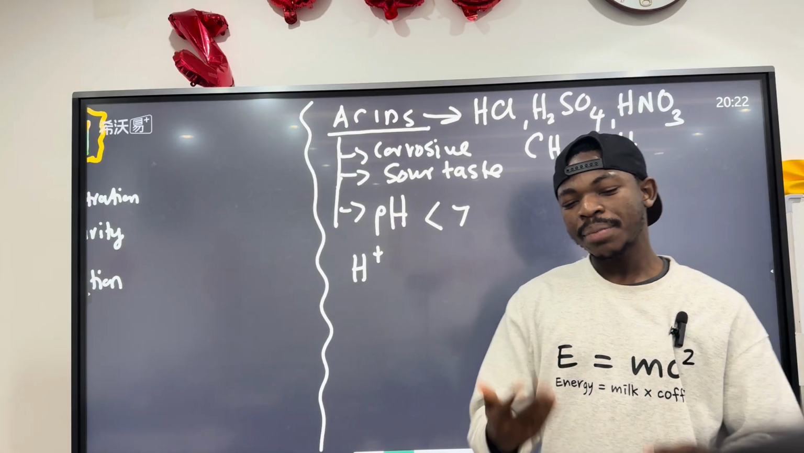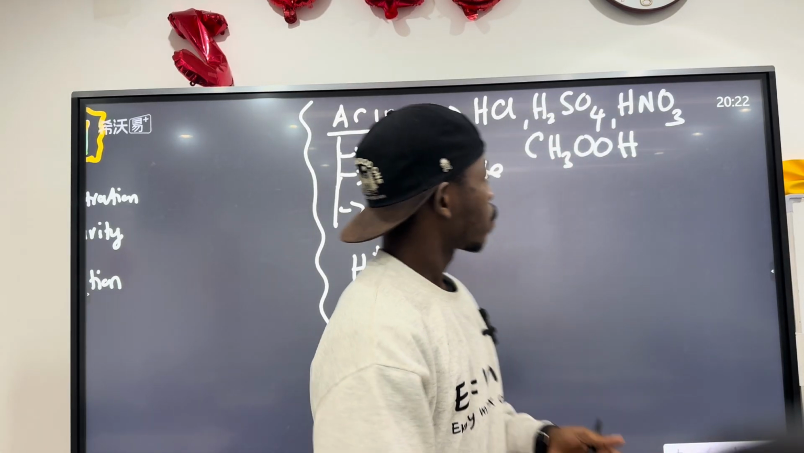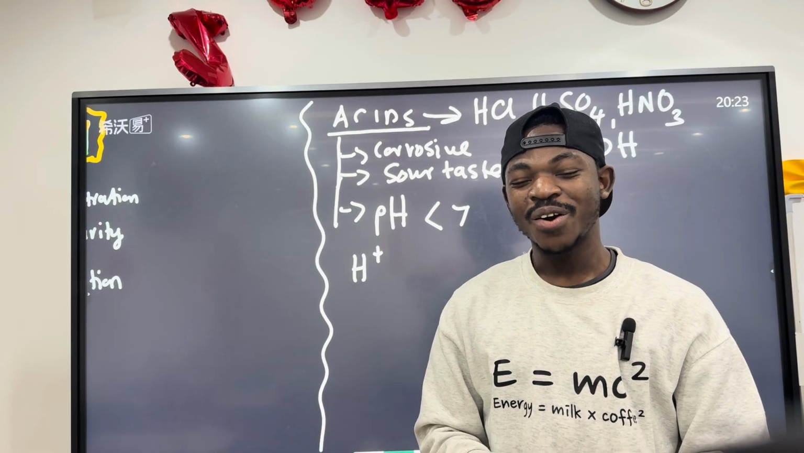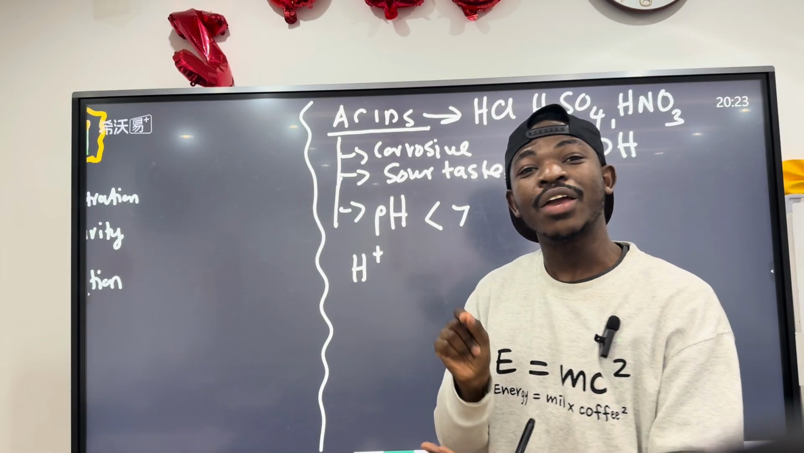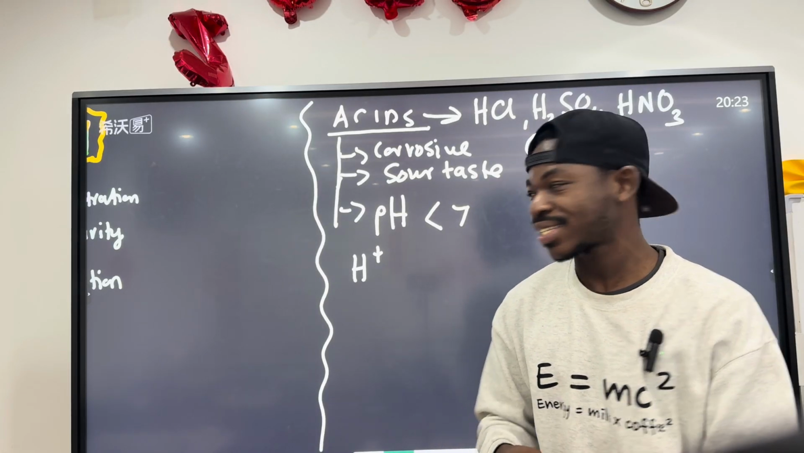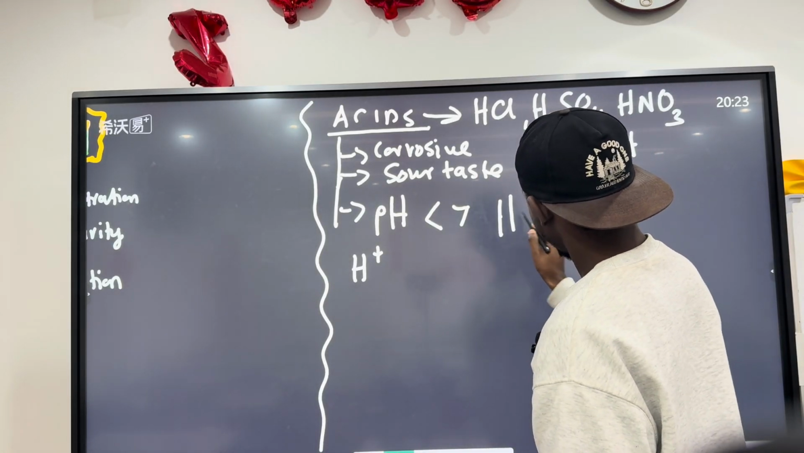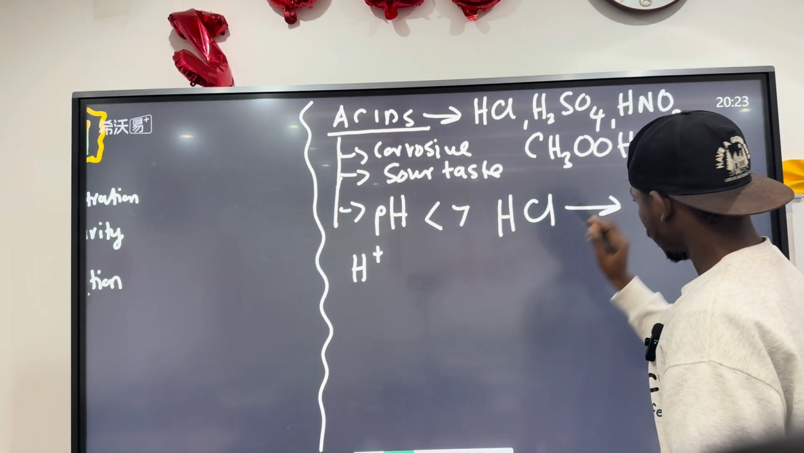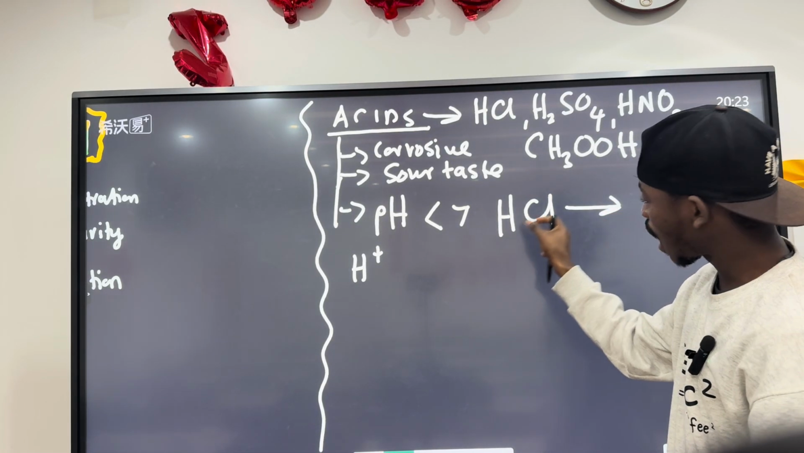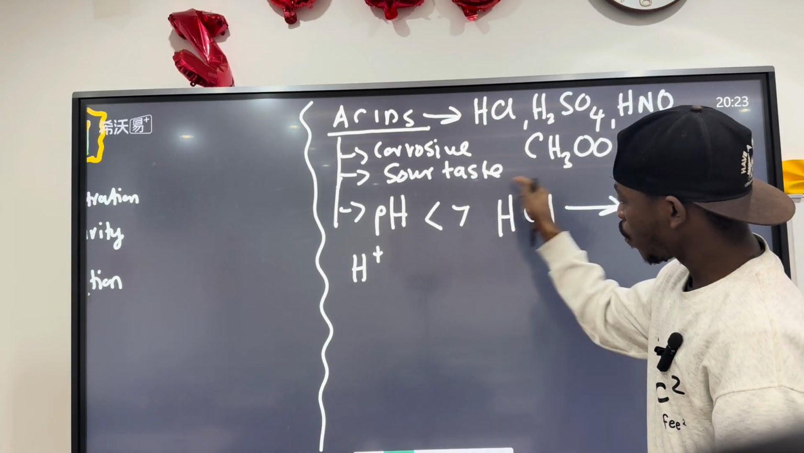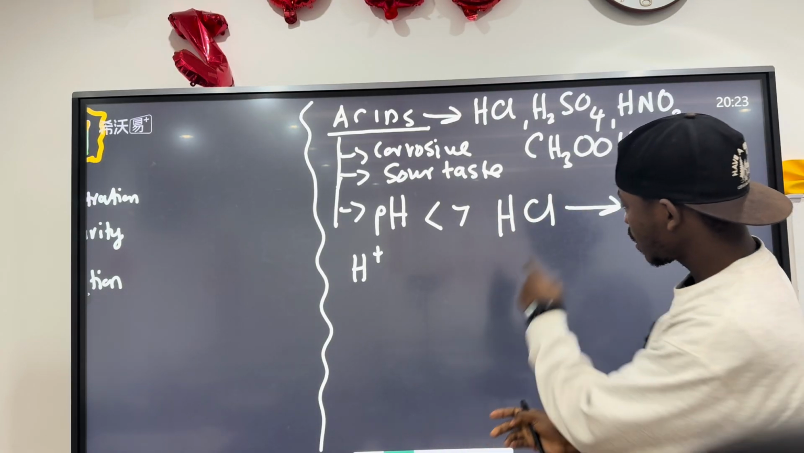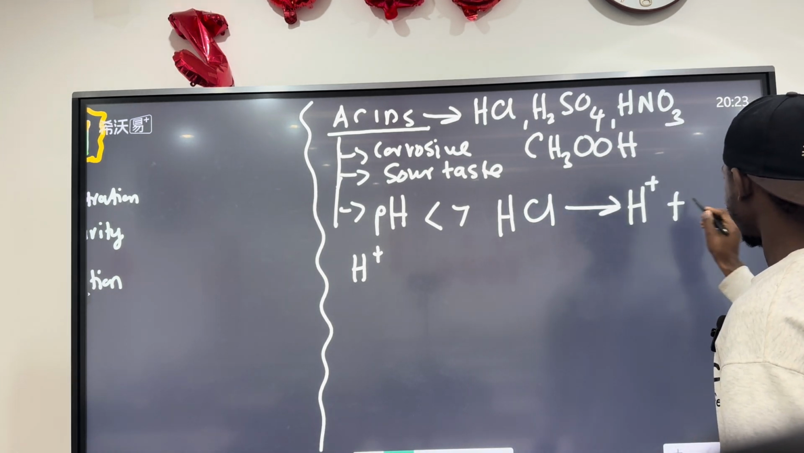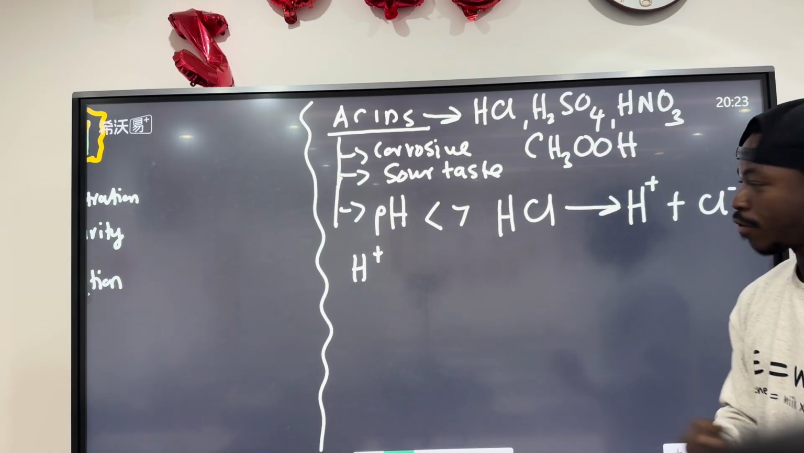Now, when an acid dissolves in water, then it produces hydrogen ions. We say it has ionized, or it dissociates. So for example, hydrochloric acid will dissolve in water. You can see we have the hydrogen ion and the chloride ion. There will be a breakdown of these ions. So this acid will produce hydrogen ions plus chloride ions. Of course, it's in aqueous form.